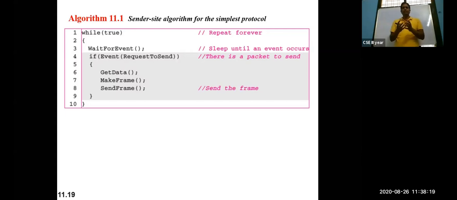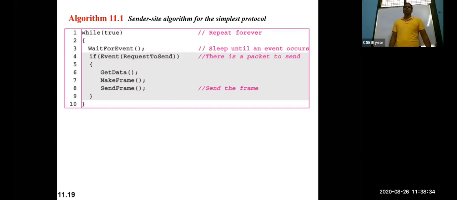Then once you get the data from the network layer, add header to it, trailer to it, you know, all that. What is it? Framing. Make a frame. Next step: make frame. I'm not writing any code here, I'm just giving you pseudo code. Then once I have the frame ready, send the frame. That's the sender algorithm. Finished.